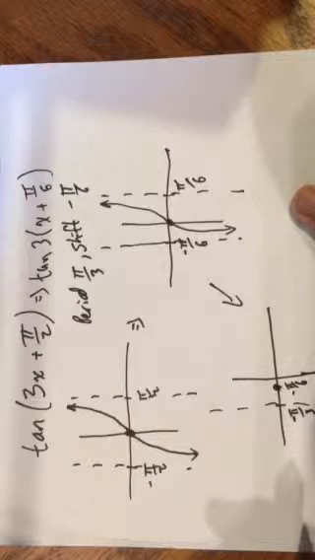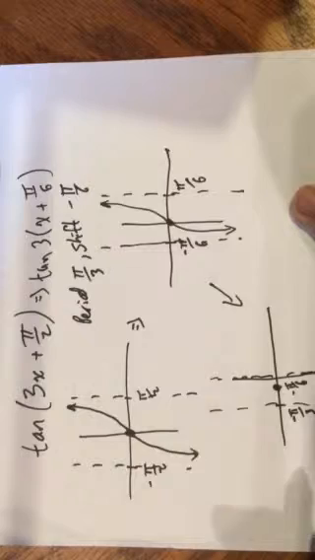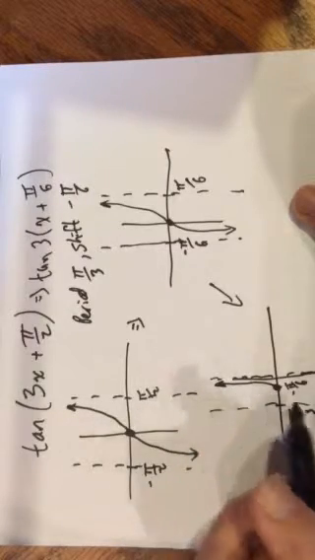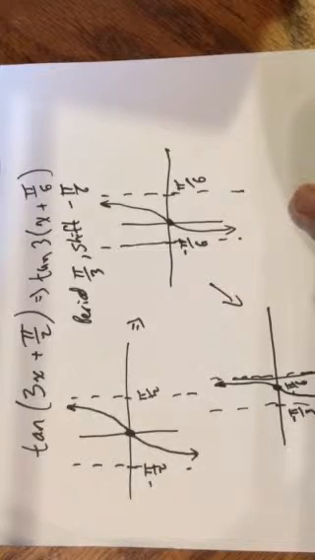And pi over 6 minus pi over 6 is 0. So I actually have an asymptote on the axis. So again, if I draw my graph, right and toward the vertical asymptote, left and toward the vertical asymptote, down. So right and up, left and down. Okay.